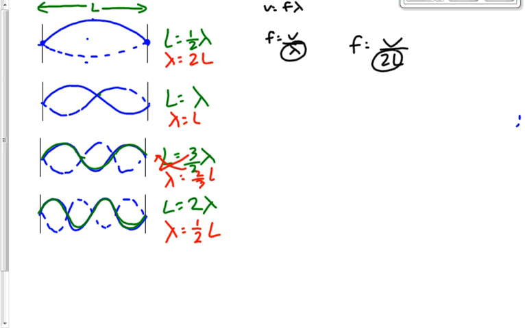Nick, you play guitar too, obviously? A little bit? No? Like my dad. Okay. How do you change the note?